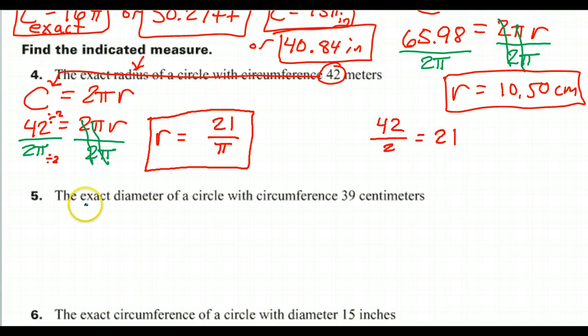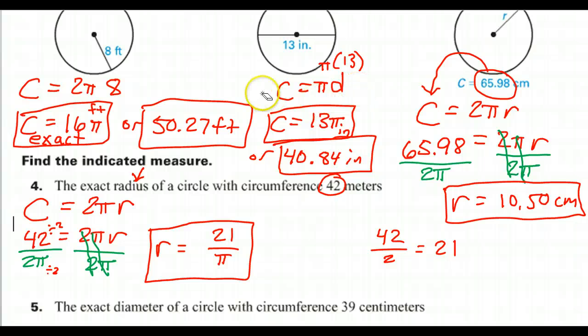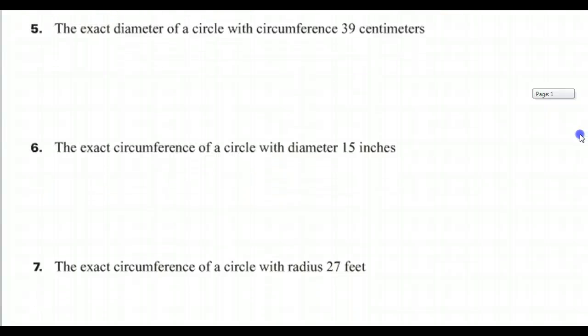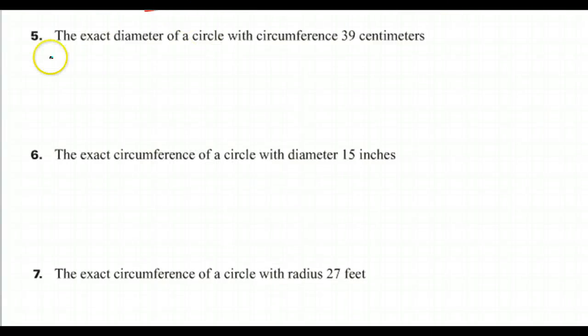Okay, number 5. Again, we are looking for the exact answer. So, the exact diameter of a circle with circumference 39. This time they said diameter. Remember that another version of the circumference formula is circumference equals pi d, pi times diameter. Since they're asking me for the diameter, it will be easier to use that version.